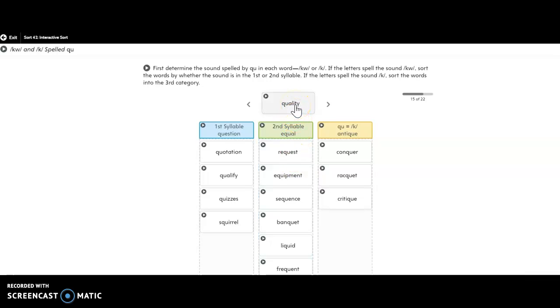Next is quality. Quality. The QU starts out this word, and we do hear the kwa sound.